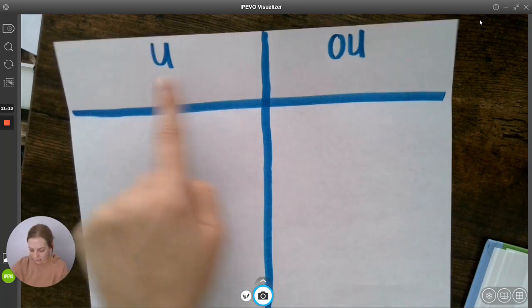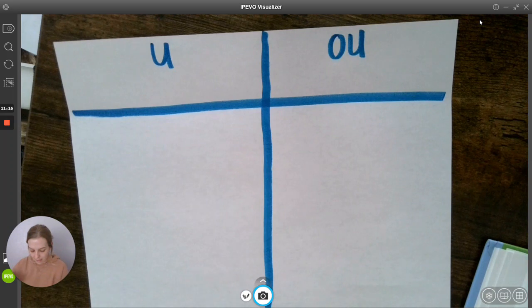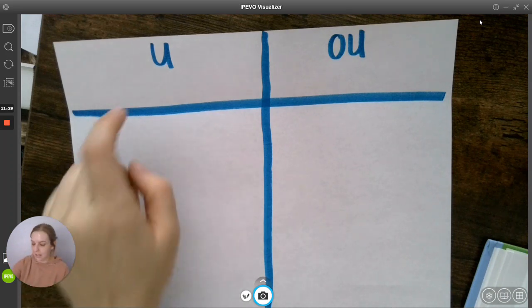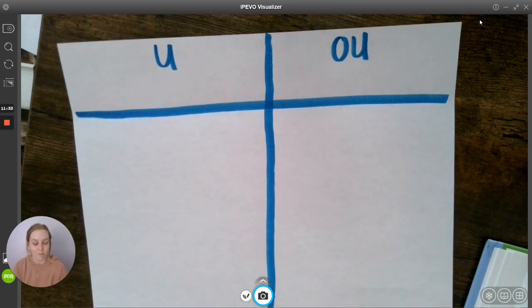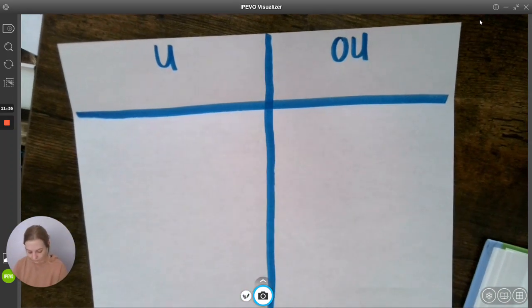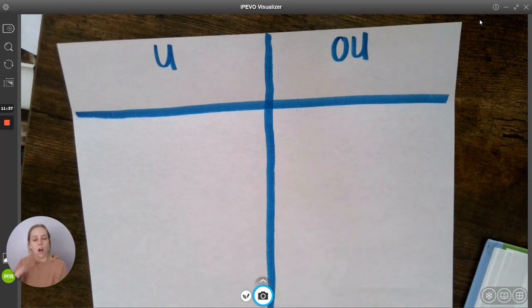Are either of these 2 phonograms ever used to say at the end of a word? Yes or no? No, they're not. Why? Because English words do not end in I, U, V, or J. Very good.